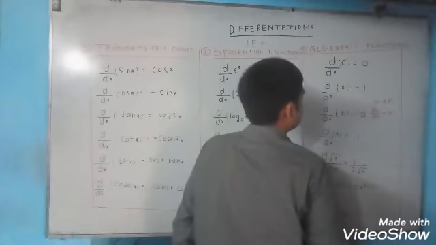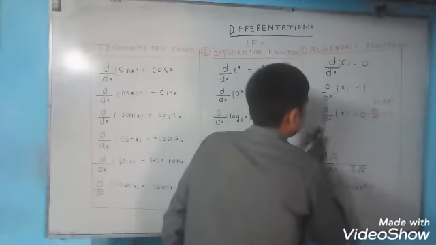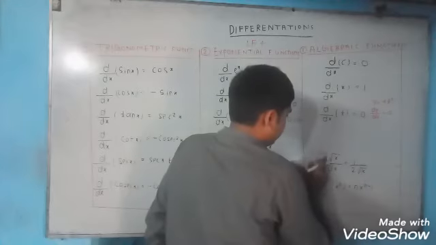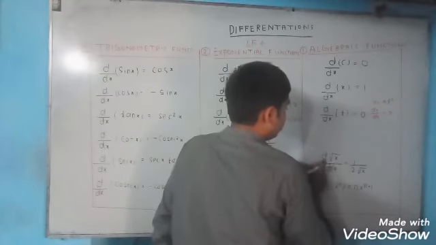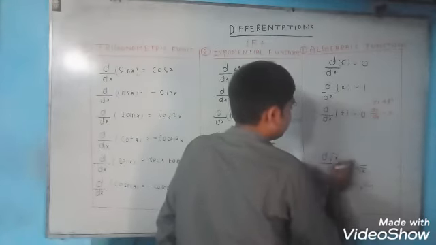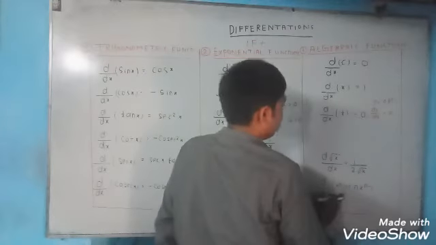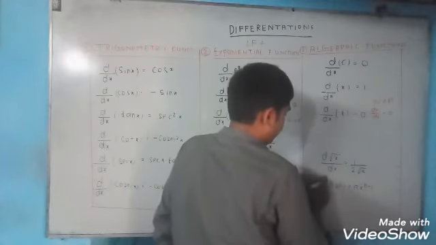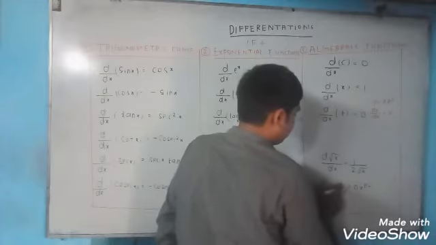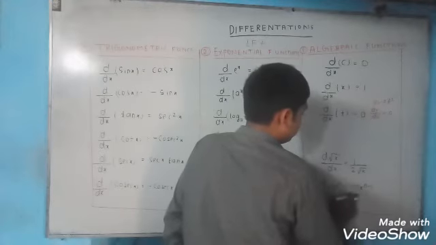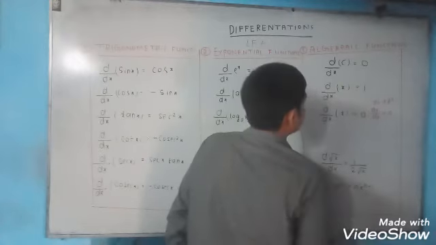Like this, you can use this formula, and you can directly know that the differentiation of root x equals 1 by 2 root x. This is not a separate formula, this is a particular case of this formula. And differentiation of d by dx of x to the power n, where n is any number, is n x to the power n minus 1.